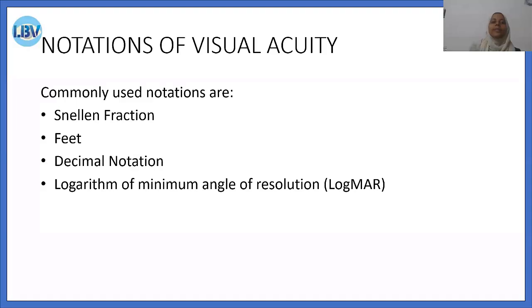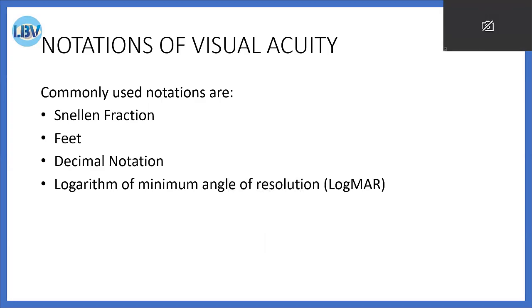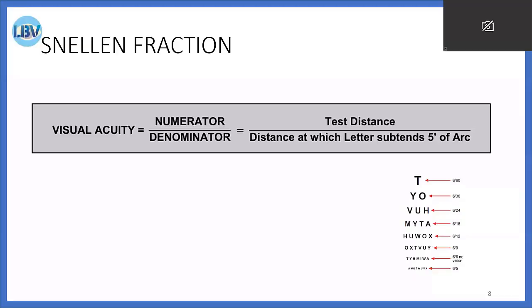Moving towards the notations that we commonly use in visual acuity. There are several notations when we measure visual acuity, and here we will talk about the most common ones. The most common one that we use is the Snellen fraction. Then we have feet, then decimal notation, then the logarithm of the minimum angle of resolution, known as logMAR. So let us see what a Snellen fraction is.